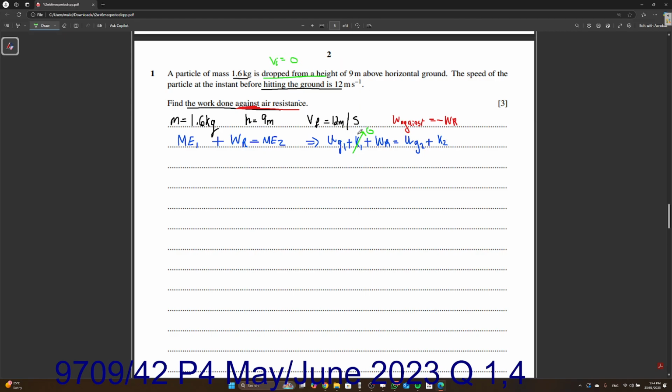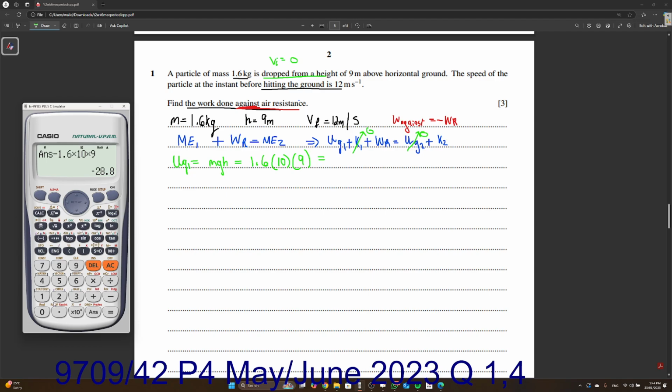These are all terms in the external exam. SABIS doesn't teach this, but when you say it's dropped from a height, and they don't say from rest, that means V initial equals 0. UG2 is going to be 0 because you're hitting the ground. Let's start simplifying a bit. So UG1 is equal to mgh, which is equal to the mass 1.6 times g, which is 10 if it's not specified, times h, which is 9. 16 times 9 gives 144 joules.